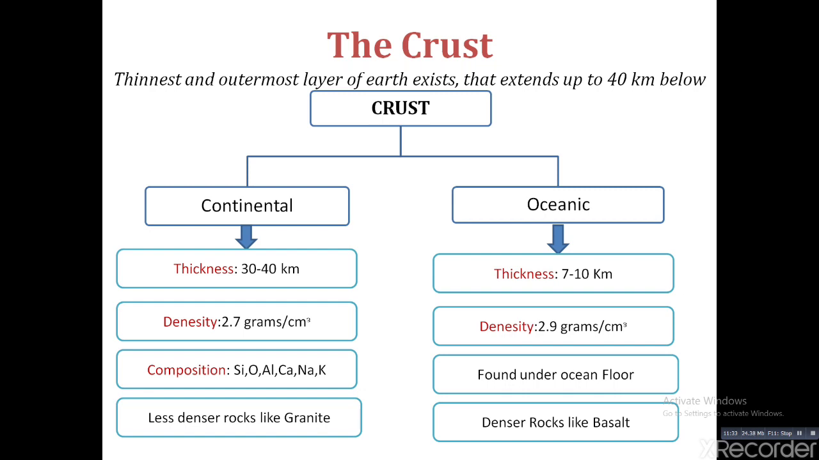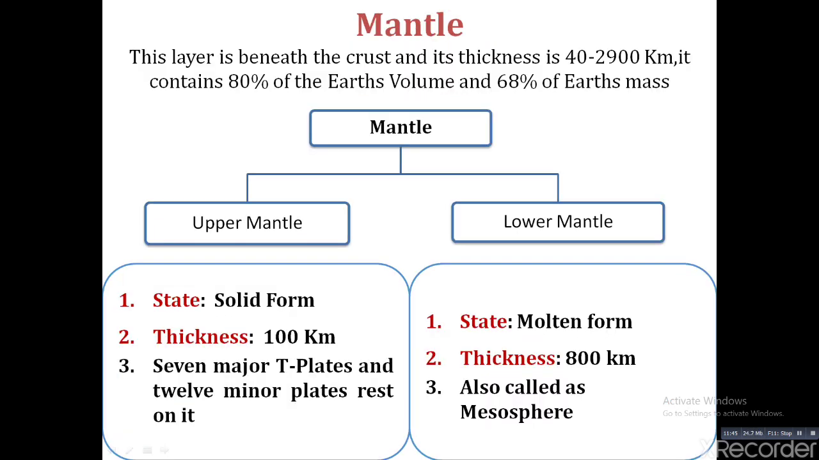The next diagram shows the mantle part of the Earth. This layer is beneath the crust, and its thickness is 40 to 2,900 kilometers. It contains 80% of the Earth's volume and 68% of the Earth's mass. The mantle is further divided into two subgroups, that is the upper mantle and the lower mantle.